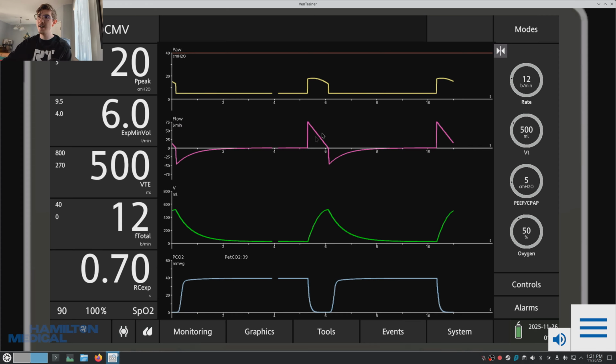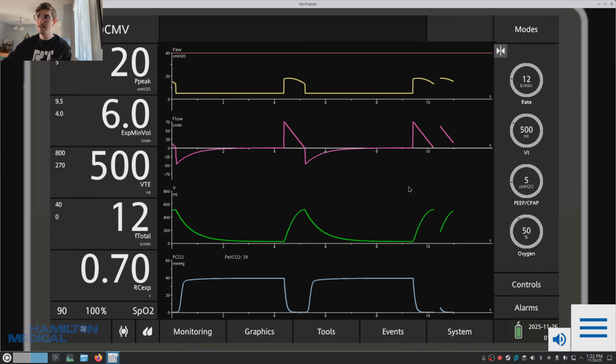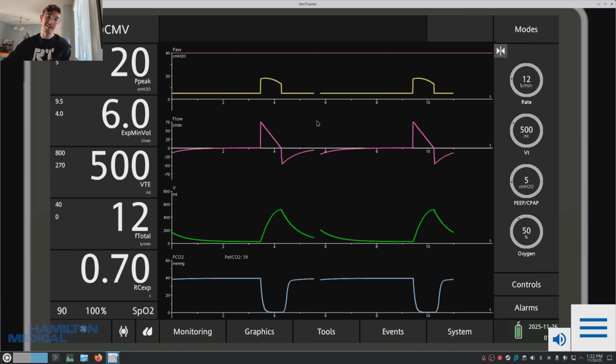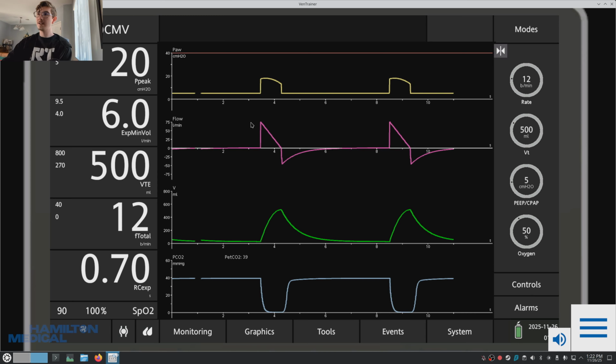This is not the same thing as decelerating flow with pressure control. That is actually very, very different because that happens naturally because the ventilator is not controlling the flow. Basically, it's only controlling the pressure. In this mode, the ventilator is controlling the flow. It is artificially creating this decelerating flow, so you still have this high peak pressure.